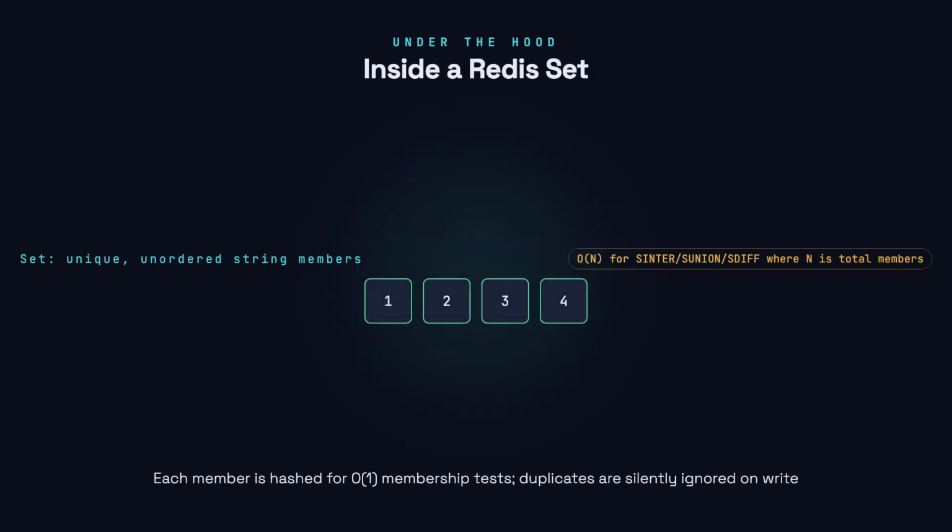Under the hood, Redis stores set members in a hash table, giving you constant time membership checks. Set operations walk every member once, so their cost scales with the total number of members across all input sets, not the size of your key space.